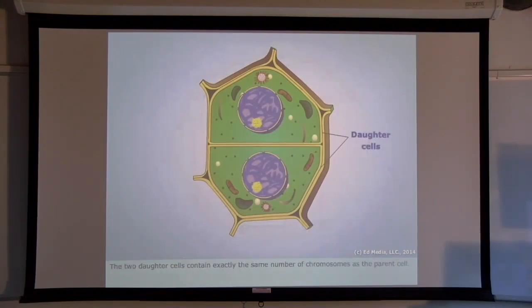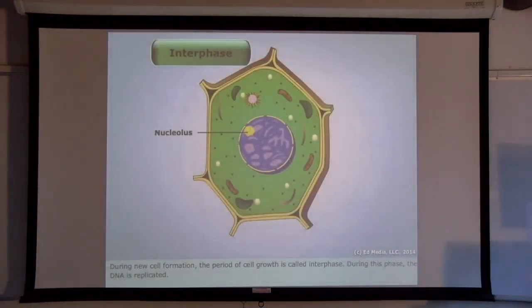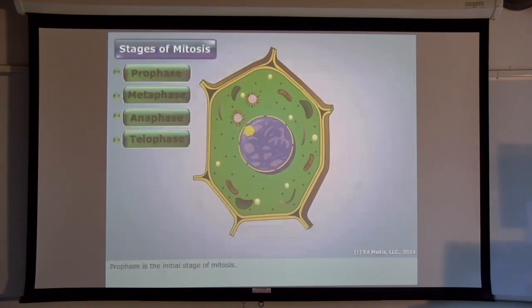The two daughter cells contain exactly the same number of chromosomes as the parent cell. During new cell formation, the period of cell growth is called interphase. During this phase, the DNA is replicated. Prophase is the initial stage of mitosis.